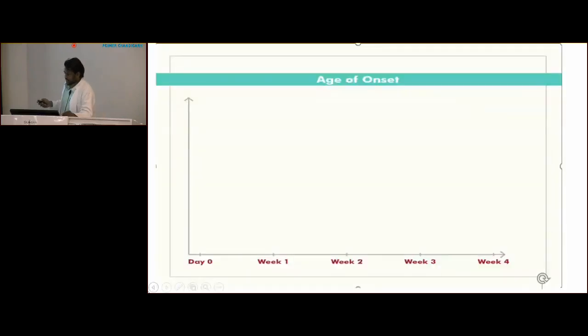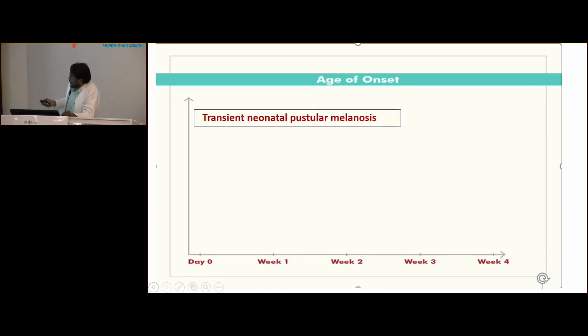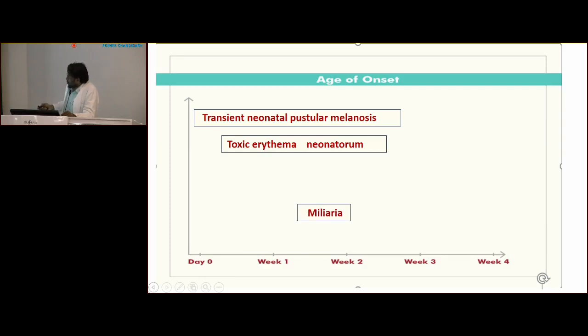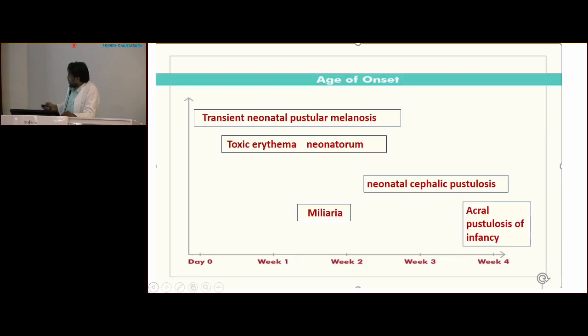Based upon the age of onset, these 5 lesions have very distinct and separate ages of onset. Transient neonatal pustulosis is present since birth, whereas toxic erythema of neonatorum, which is our index case, presents around day 3. And miliaria, which we'll discuss later on, presents at the end of the 2nd week, neonatal cephalic pustulosis at the end of the 3rd week, and acropustulosis of infancy after 1 month of age. So with this first question, the age of the baby, we can broadly classify, though there is an overlap, and come to 1-2 conclusions.